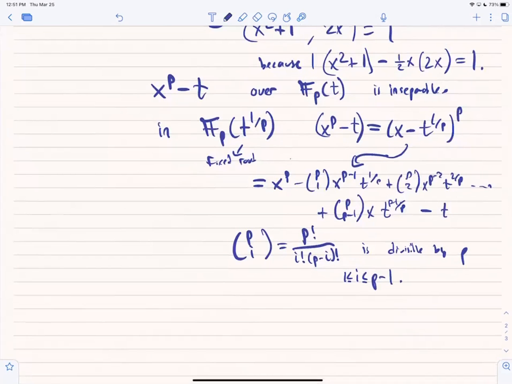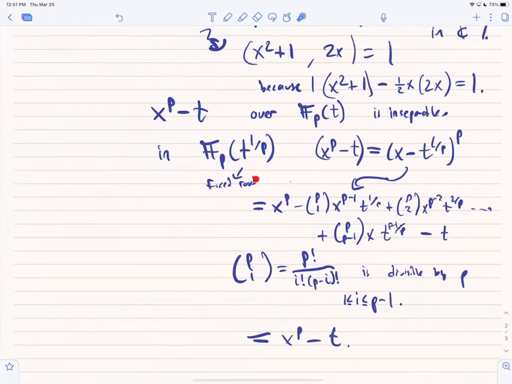Okay, so this is just equal to x to the p minus t. That justifies the formula that x to the p minus t is just (x minus t^(1/p)) to the p. In this field, where I just a priori added one root, when I wrote F_p(t^(1/p)), I literally just mean the field you get by adding a single root.